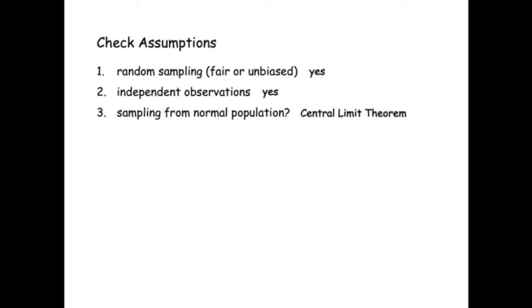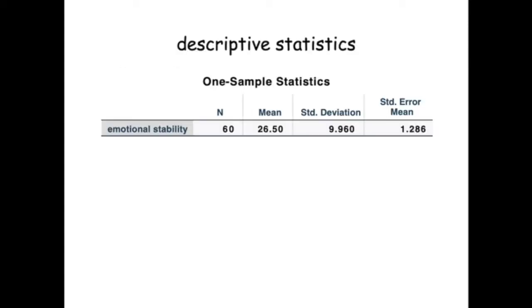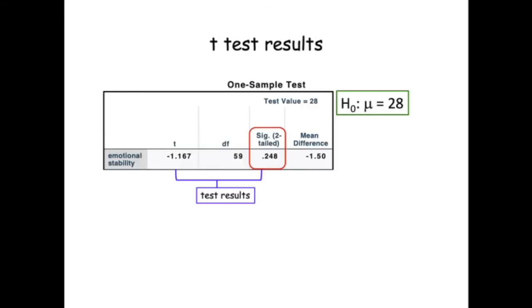The sample size is large, so we know that the sampling distribution of the mean will be approximately normal. The null hypothesis is that mean emotional stability is equal to 28. The research hypothesis is that the mean is lower than 28. The sample mean is lower than 28, but we need to look at the t-test results to know if this result is statistically significant. The reported p-value is 0.248, but this is a two-tailed value.